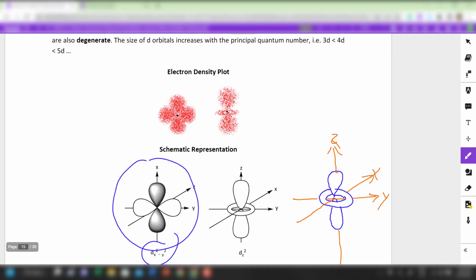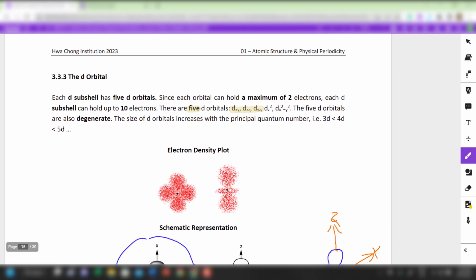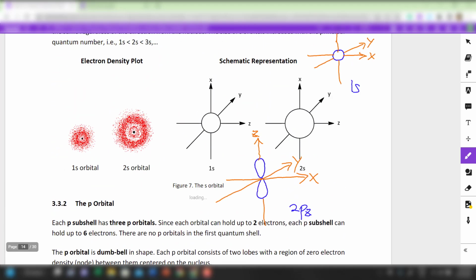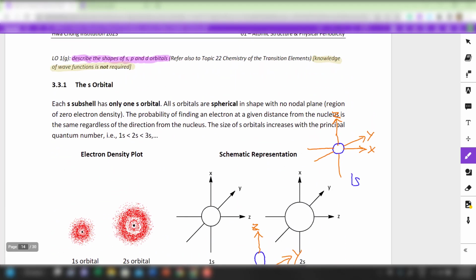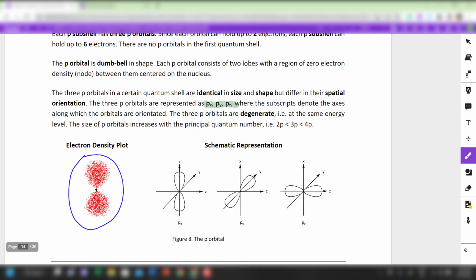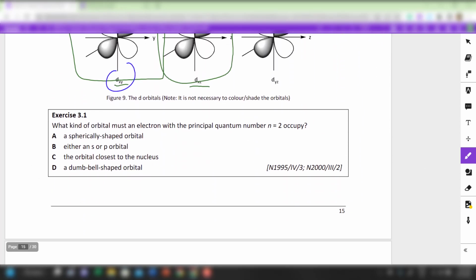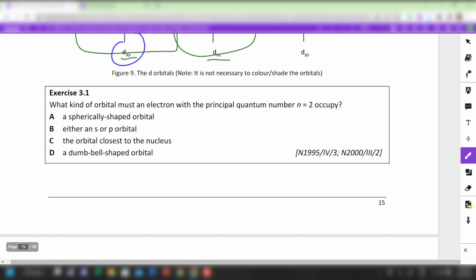Yeah, so do practice your drawing, because for the H2 curriculum, as we have shown over here, it is important for the students to know how to describe the shape of the s, p and d orbitals, and of course to know how to draw them out. Okay, yeah, so the drawing is something which you need to focus on. Then we have exercise 3.1 over here.